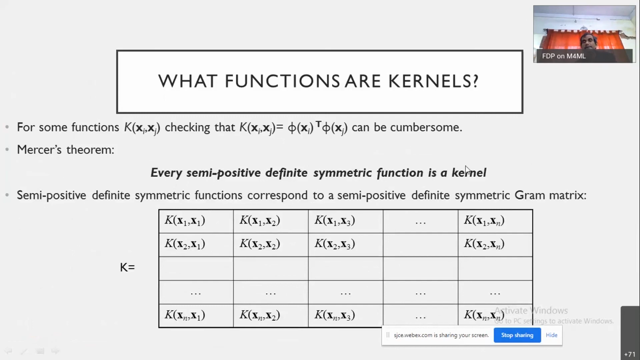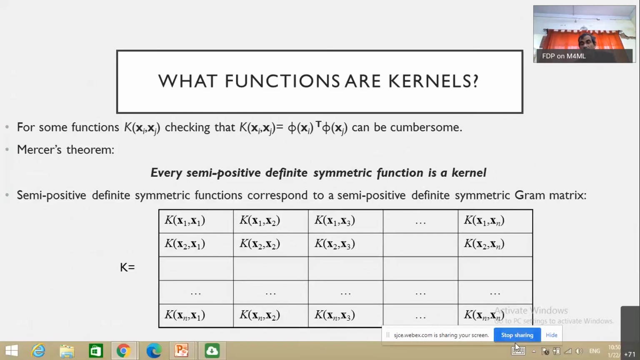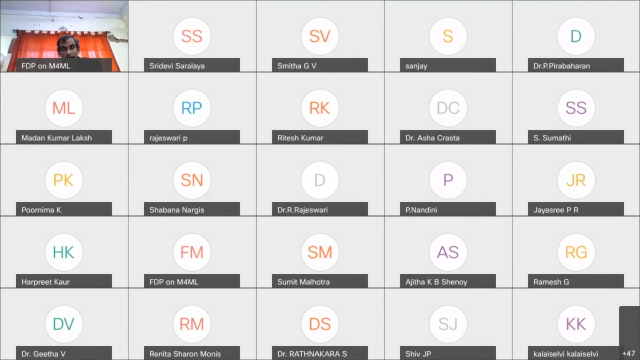And for mathematicians, this is very important. That is, every semi-positive definite symmetric function is a kernel function. For engineers or computer scientists, that could be taken as a granted thing. What they need is some functions where these properties are satisfied should be fair enough. Okay.